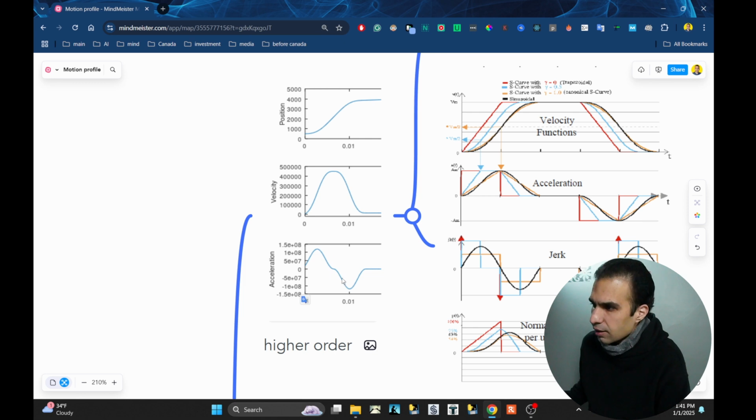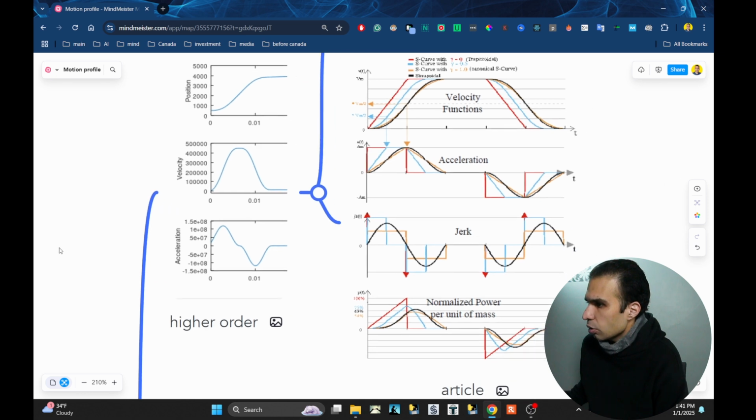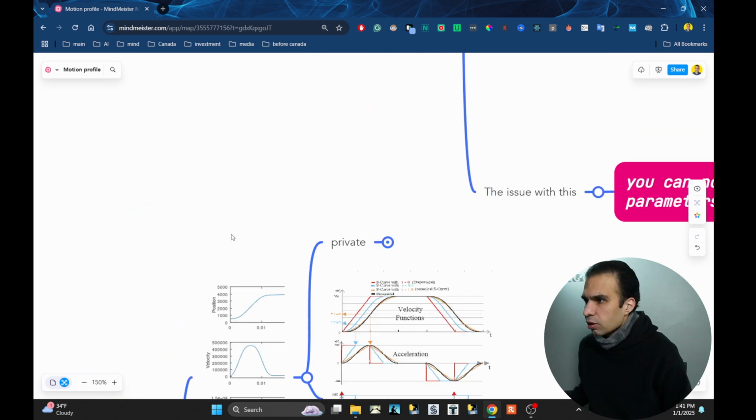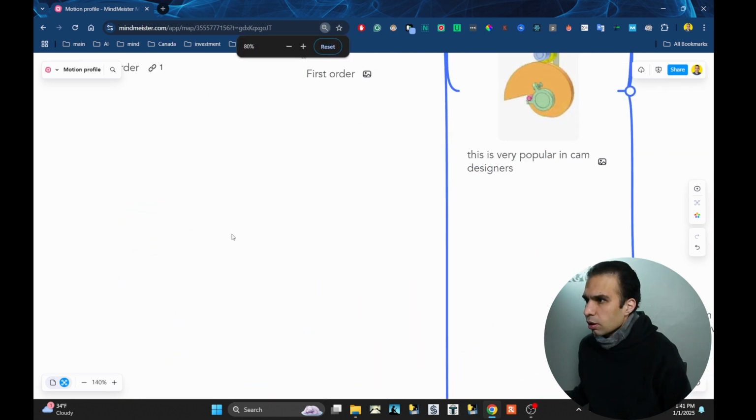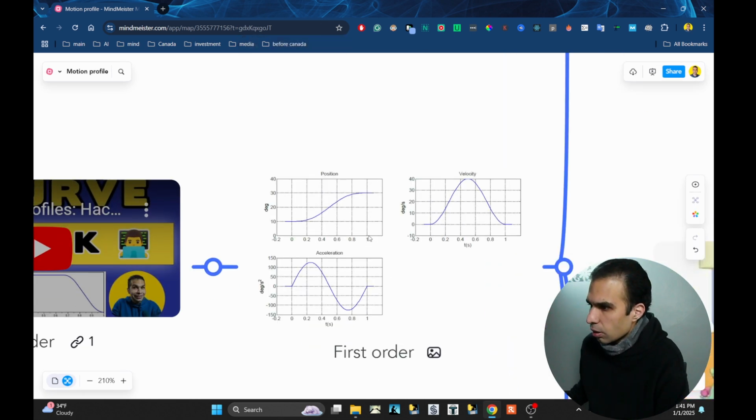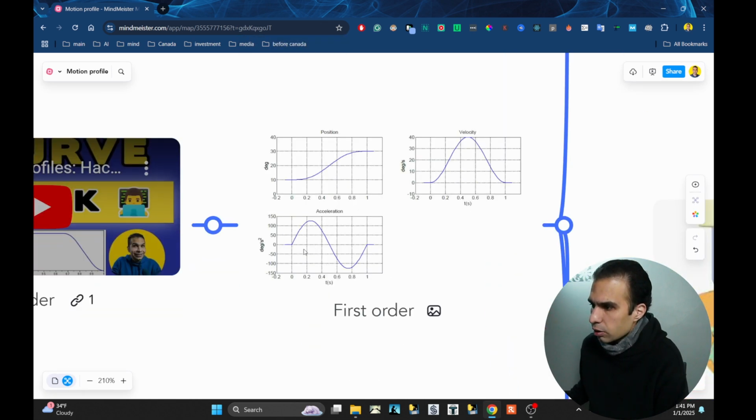If you look at the acceleration, for example, it has a curvy shape. If you look at the jerk, those are higher order too, which means they have a curvy shape. If you remember the previous one, that was the first order sinusoidal.